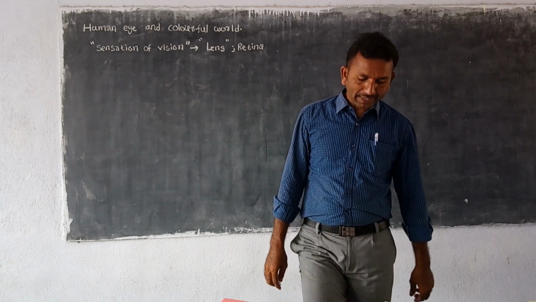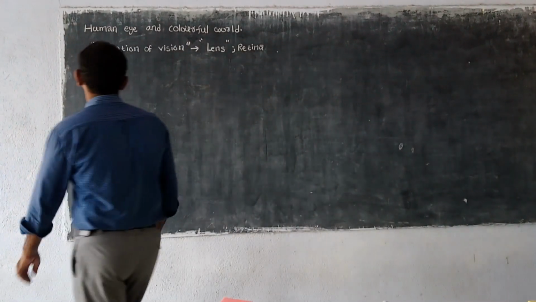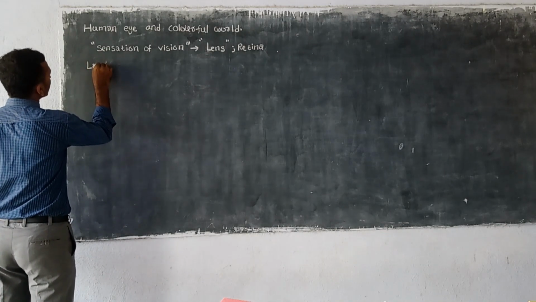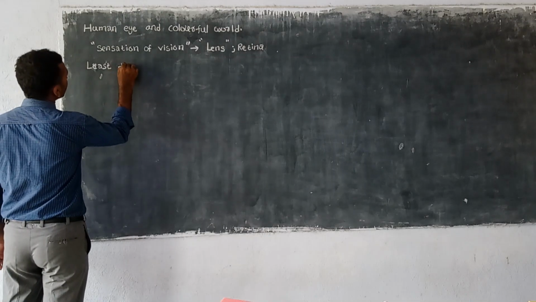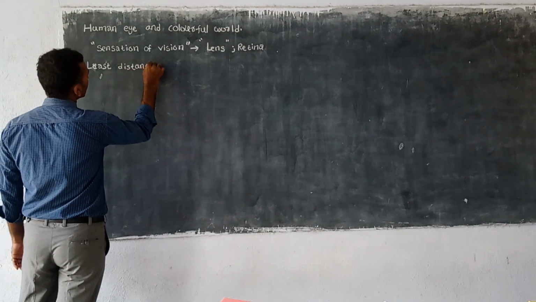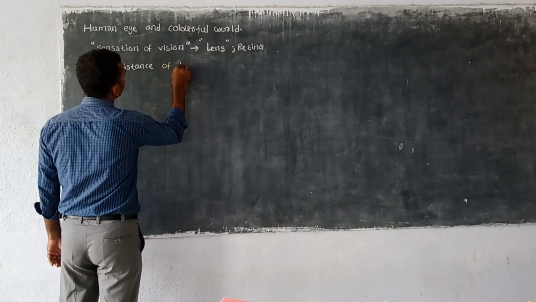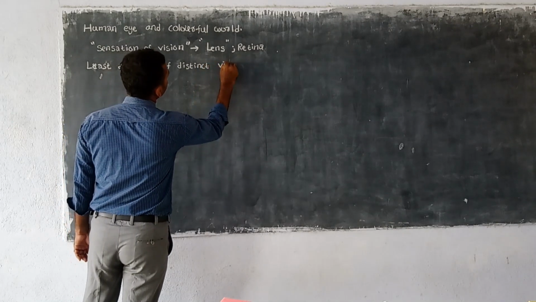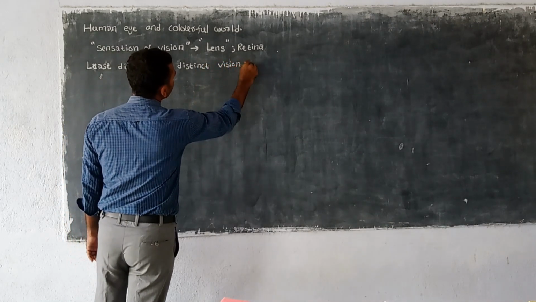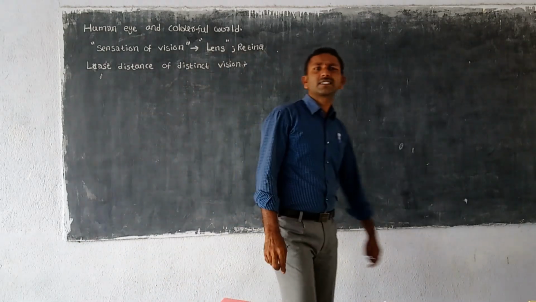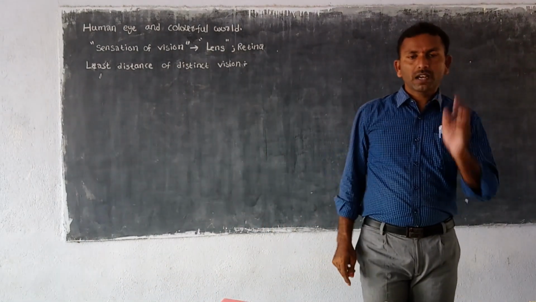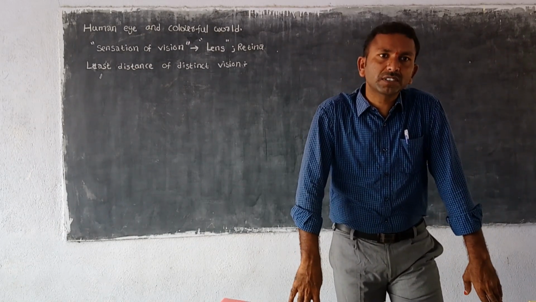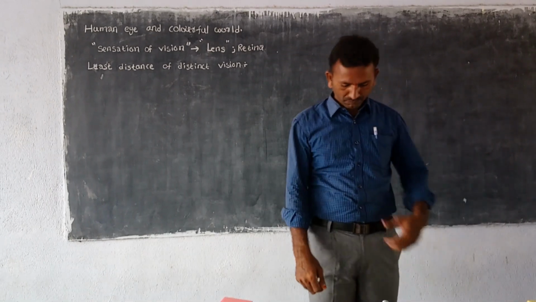The first topic is the least distance of distinct vision. What is the first topic? Least distance of distinct vision. What is the least distance? Least distance means the distance closest to us. Vision means what we are able to see, what appears to us. Let us discuss now. Activity 1.